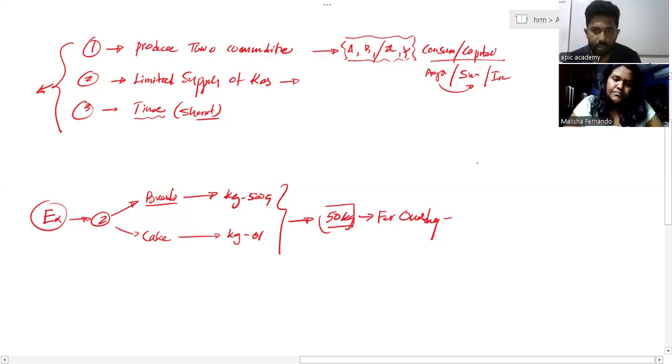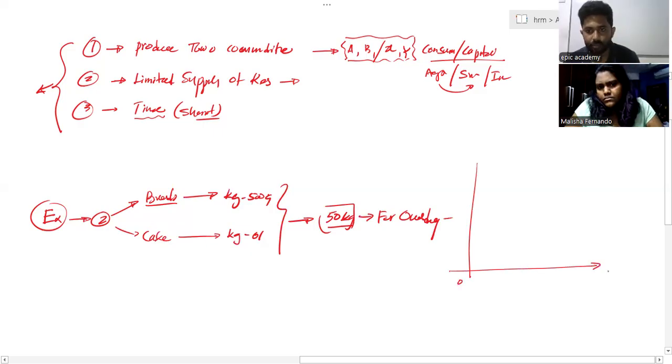Now you can build up the production possibility of this particular organization. Just take the horizontal axis to represent the cake. So just assume that you are going to produce only cake. Then you can produce 50 cakes because you have 50 kilograms of flour, and 1 kilogram is enough to produce one cake.